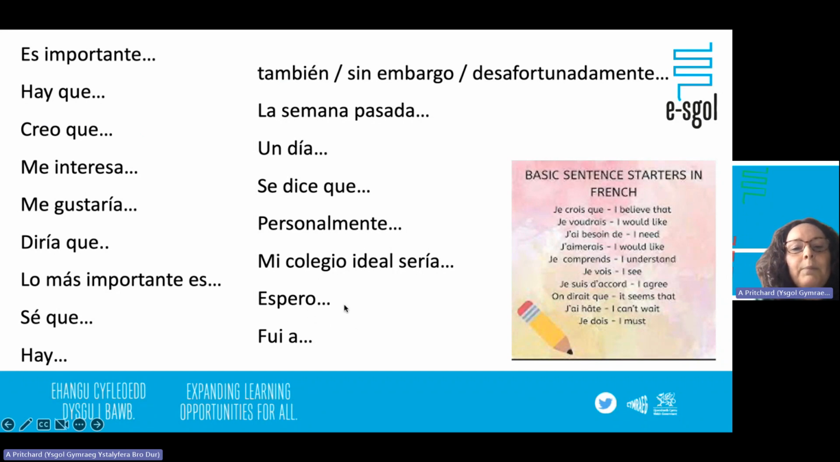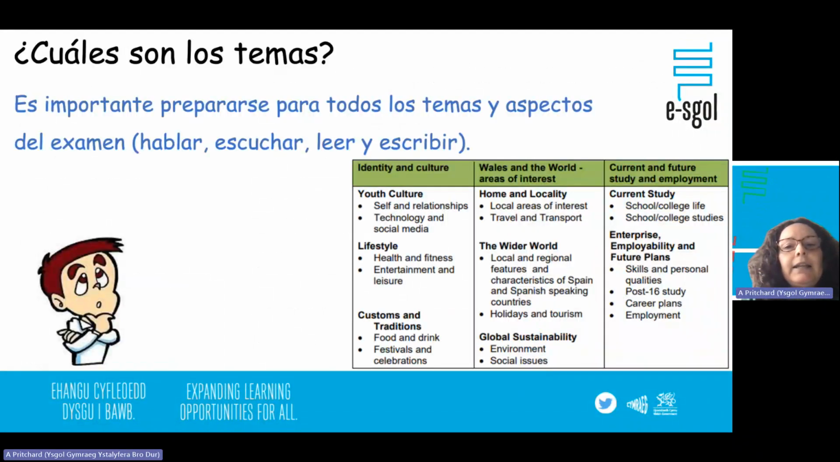Espero is I hope. And then we've got fui a, I went to, so we've got the past tense coming in. So just write yourselves a list of sentence structures, and then once you've learned those, you can recycle and reuse them for various themes. So what are the themes? ¿Cuáles son los temas? I'm sure you've seen this list of themes before in school.